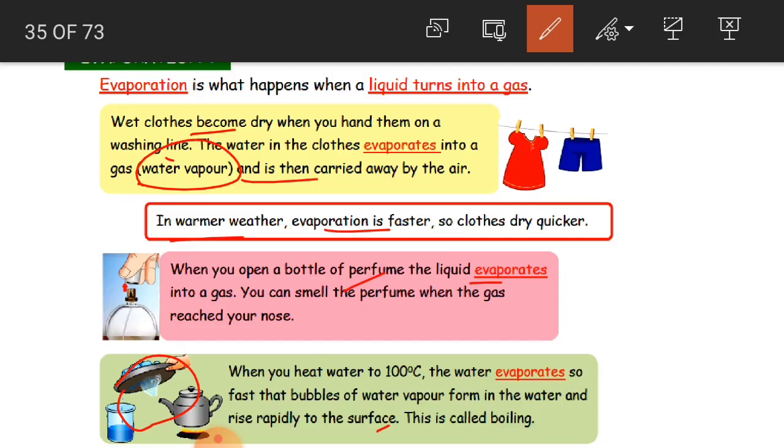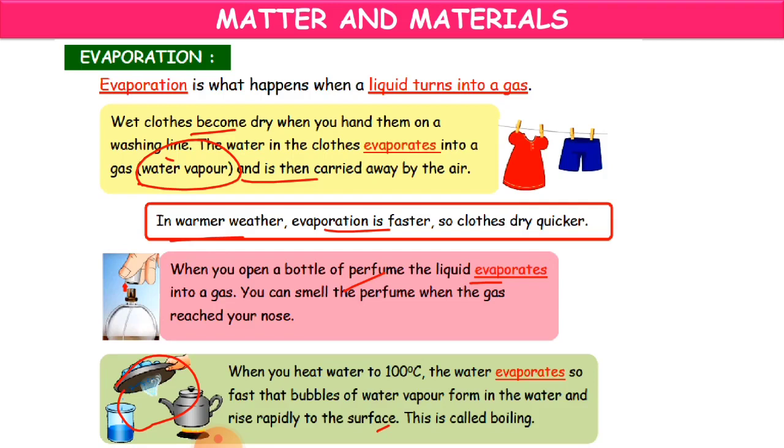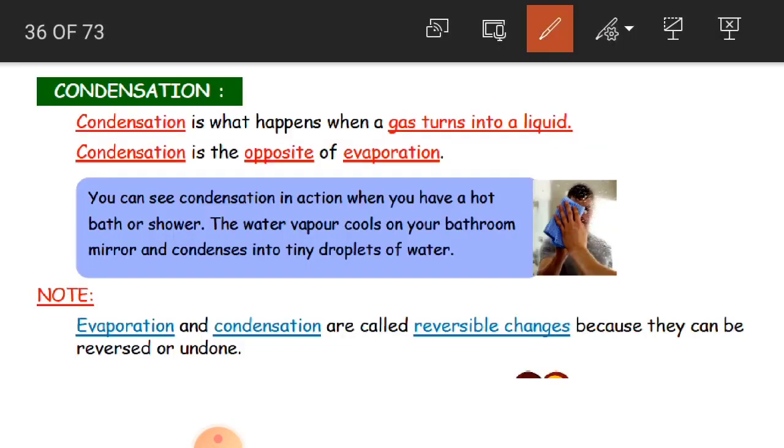Clear children? Now, another process which we have to learn is condensation. What is condensation? Condensation is what happens when a gas turns into a liquid. Condensation is the opposite of evaporation. As I showed you in the beginning, condensation is when gas turns into liquid, and this is the opposite of evaporation.